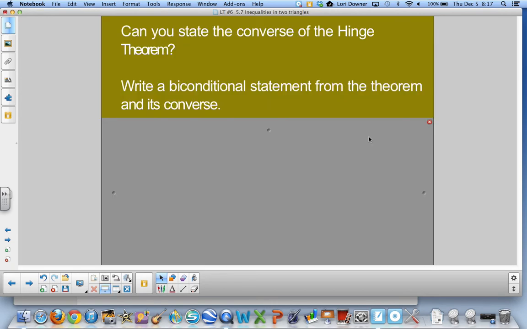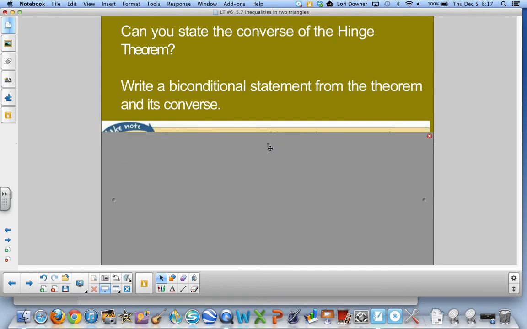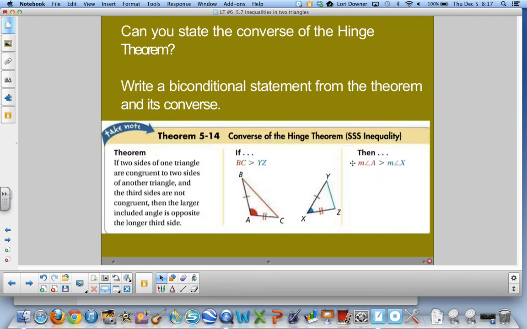Can we state the converse of the Hinge theorem? And then we could write it biconditional. I don't believe you guys know what that is. But the converse of the Hinge theorem we actually call side-side-side inequality, because it says if two sides of one triangle are congruent to two sides of another triangle, and the third sides are not congruent, then the larger included angle is opposite the longer third side.